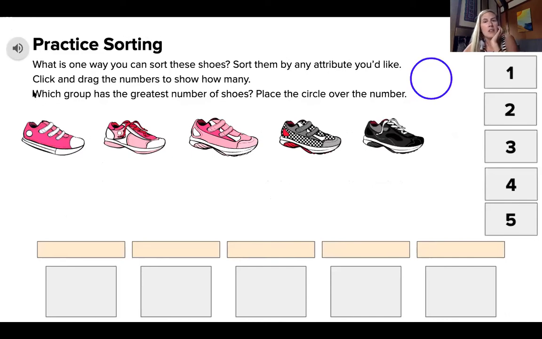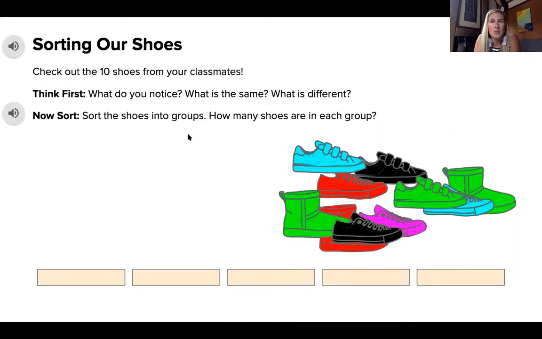Okay. So this is asking us, which is one way that we can sort the shoes? Okay, sort them by any attribute you would like. We're going to do this together. Will it let me do this? No, it won't. Okay, that's okay.